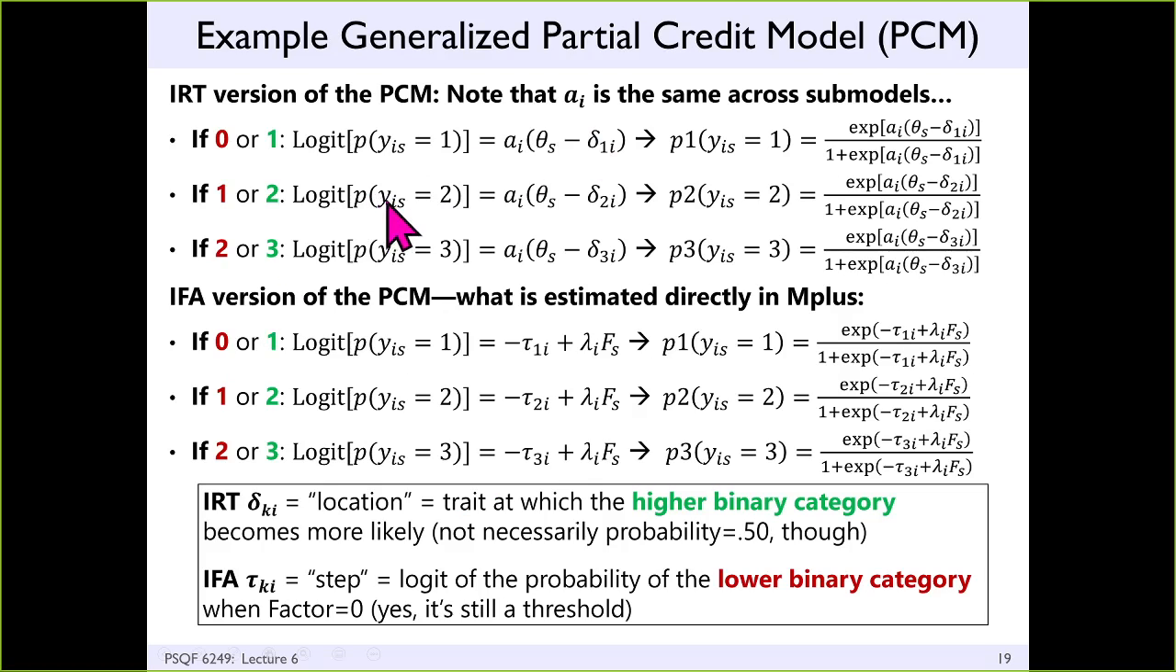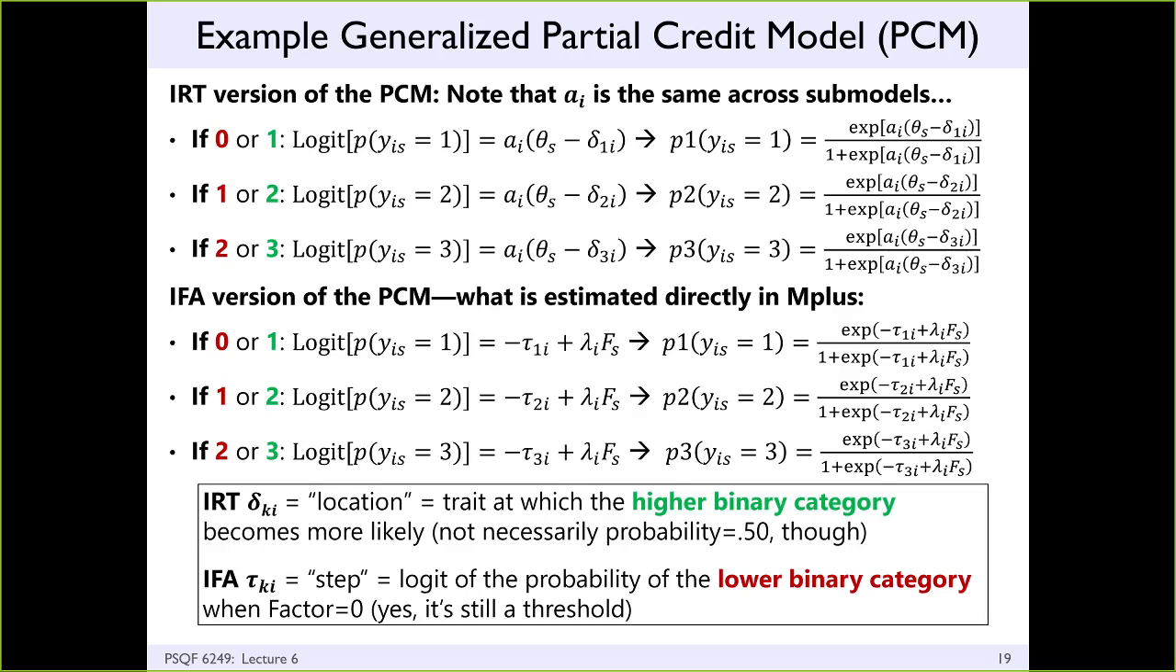So it looks like this. I've got the IRT version on the top and the IFA version on the bottom. And this model was recently implemented in M+. The parameterization of it is somewhat confusing. So if you're going to fit this, I may need to help you because I don't have a great example using this type of model in M+ yet.